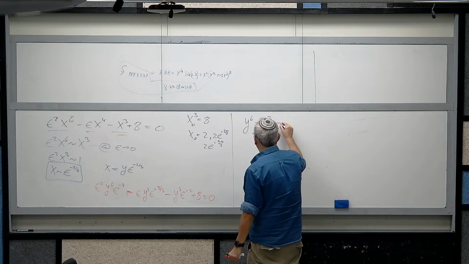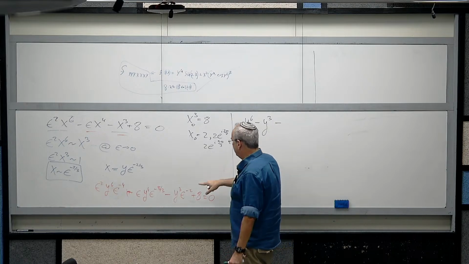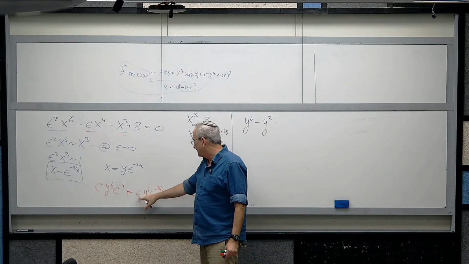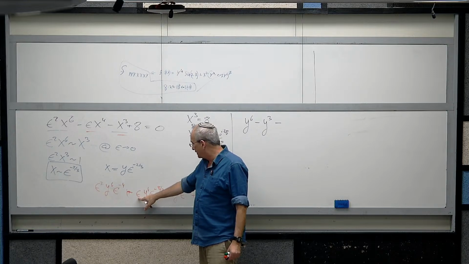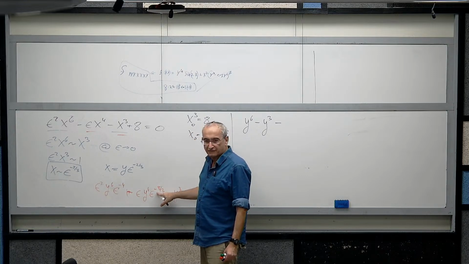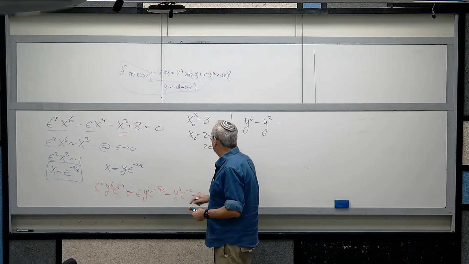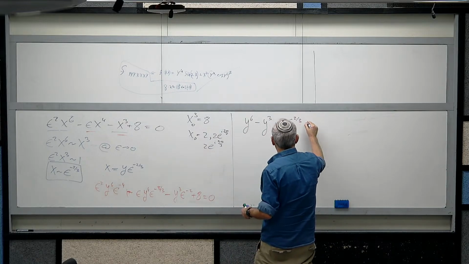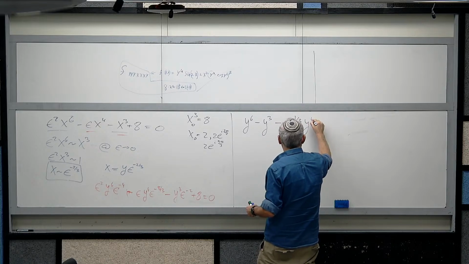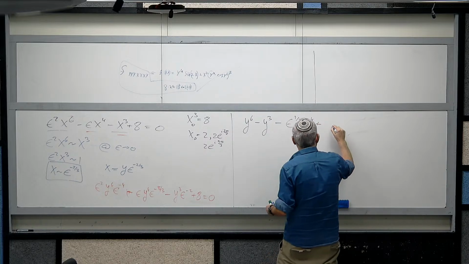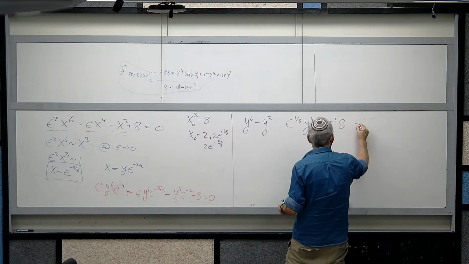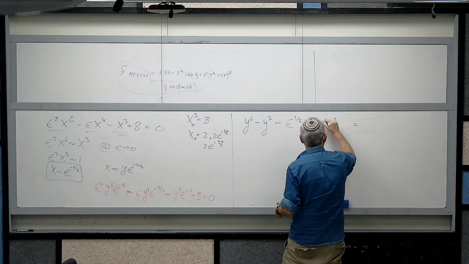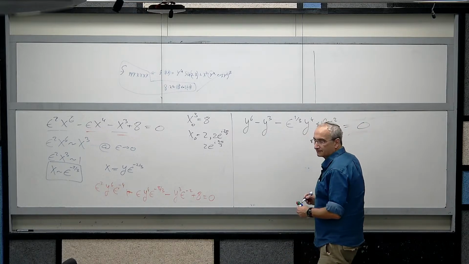And now I have minus. Here I have epsilon to the minus 8/3, and this is epsilon, so it will be epsilon to the minus 5/3. Multiplying by epsilon to the power of 2, I will get epsilon to the power of 1/3 times y to the 4, plus 8 epsilon squared equals 0.